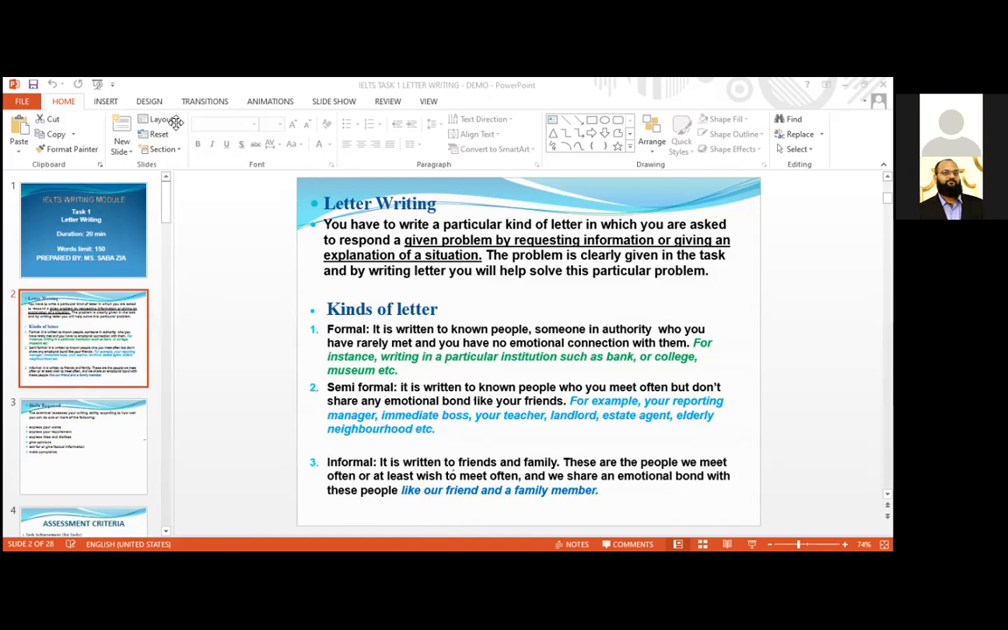Okay. Why am I telling all these? Okay. The purpose is to let you have difference between all kinds of letter. और जब आप एग्जाम में भी कोई लेटर लिख रहे हैं तो आपको ये पता होना चाहिए कि किस कॉन्टेक्स्ट में आपको टोन किस तरह की यूज करनी है. ठीक है.